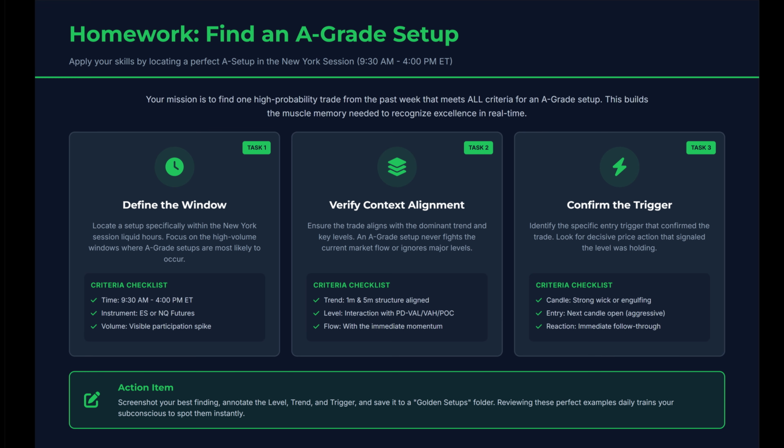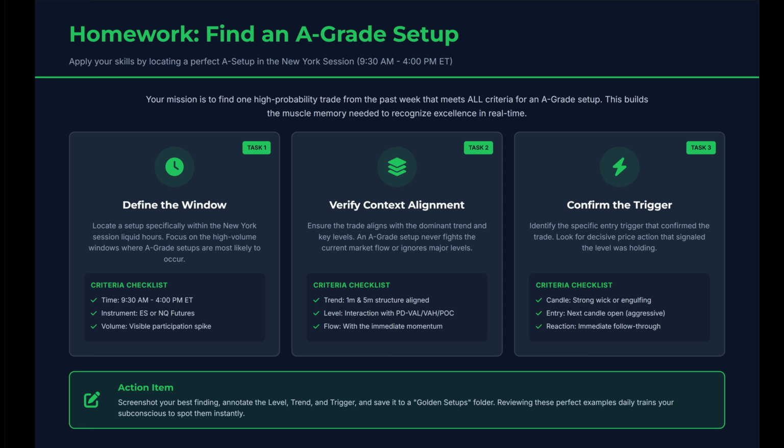All right, it's time for your most important homework assignment yet. This is where theory meets reality, and your learning transforms into actual trading skill. Your mission is crystal clear. Find one perfect A-grade setup from the past week during the New York session, specifically between 9:30 a.m. and 4 p.m. Eastern Time.